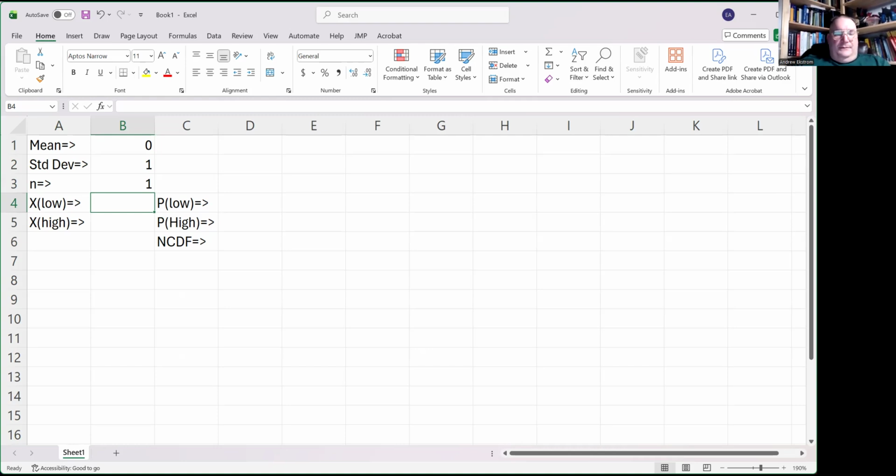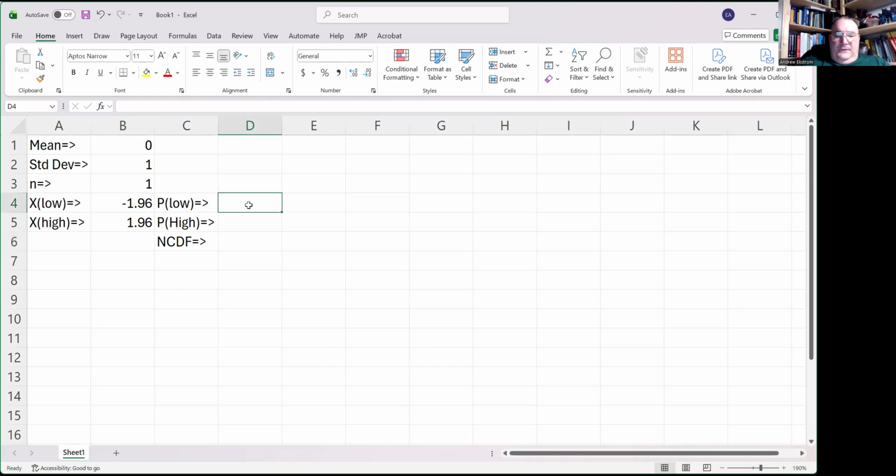For x low and x high, we could look at it as negative 1.96 to 1.96, because we already know the normal distribution is symmetric. The area under the curve from negative 1.96 to positive 1.96 should come out to be 95%. So that's essentially what we should be getting, like right here. But we've got to do some of these calculations first.